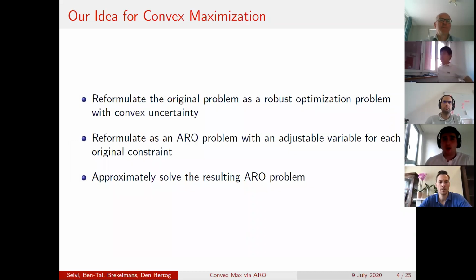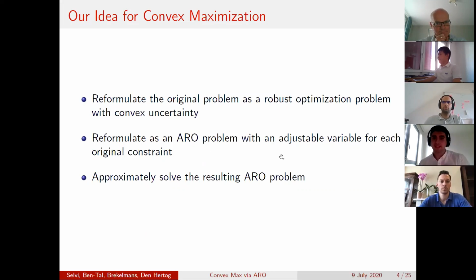Okay, so our idea for convex maximization starts by reformulating the original problem as a robust optimization problem. The original problem doesn't have any uncertainty, and the hardness is due to its non-convexity. But with the new formulation, we carry this hardness to the convex uncertainty of the robust optimization problem. This is also a hard problem, but we've reformulated further as an adjustable robust optimization problem.